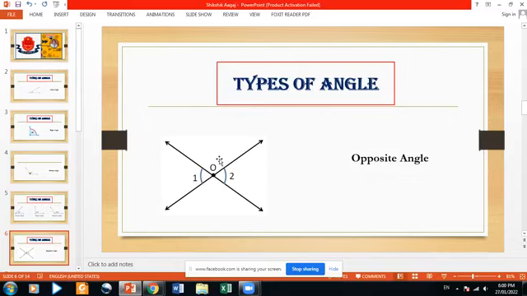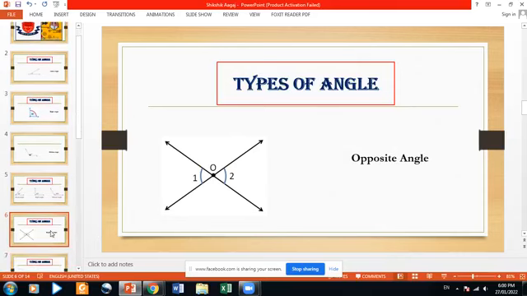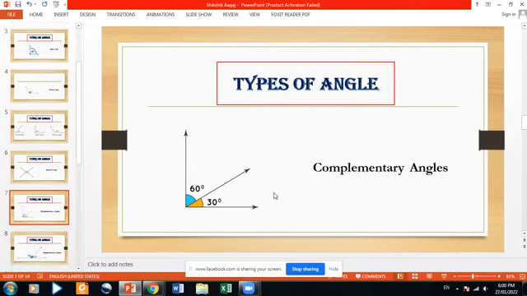Angle 2 and this is angle 3, then 2 and 3 will be a linear pair or they will be supplementary angles. Supplementary angles means the sum of their measurement will be 180 degrees. So we'll just go ahead.